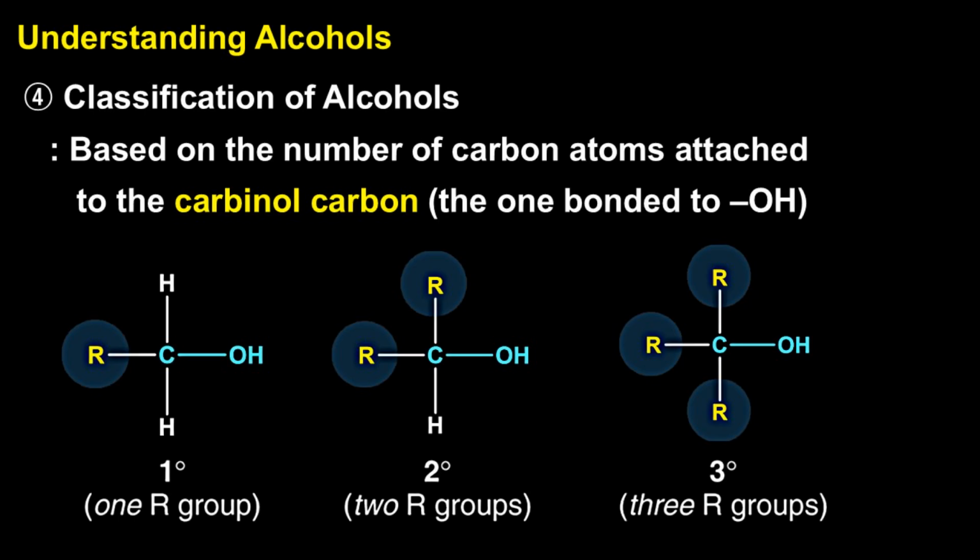Next, let's talk about how alcohols are classified. The key point here is the carbonyl carbon. That's the carbon that's directly bonded to the OH group. We look at how many other carbon atoms are attached to that carbon, and based on that, we divide alcohols into primary, secondary, or tertiary. If it's connected to just one other carbon, it's a primary alcohol. If it's connected to 2, it's a secondary alcohol. And if it's connected to 3, we call it a tertiary alcohol. This classification is really important because it affects how the alcohol behaves, especially in reactions like substitution and oxidation.